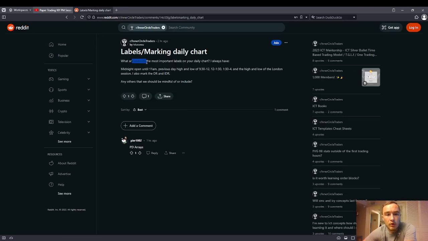Labels marking chart. What are some of the most important labels you have on your daily chart? I always have midnight open 11 a, until 11 a.m. Previous day high and low of 9:30 to 12, 12 to 1:30, 1:30 to 4 on the high and low of the London session. I also mark the DR, dealing range, and the IDR. Are there any others that we should be mindful of or include? This is too mechanical. Okay, your trading needs to be both mechanical and discretionary.